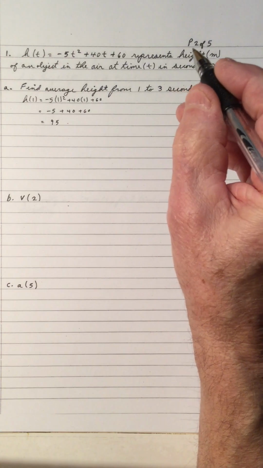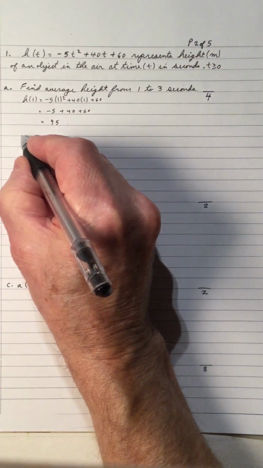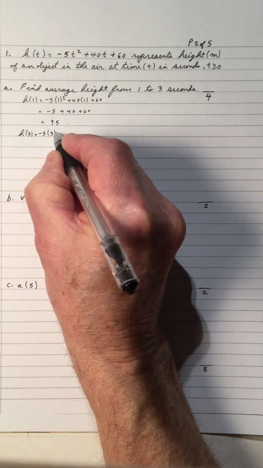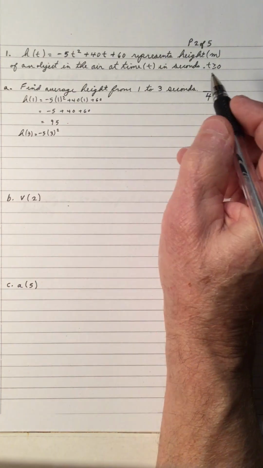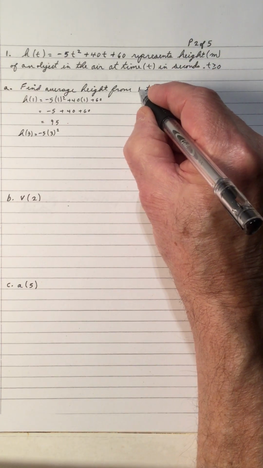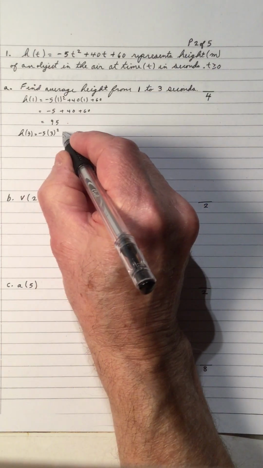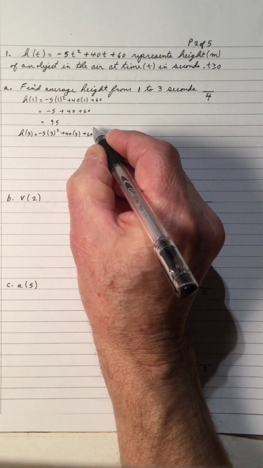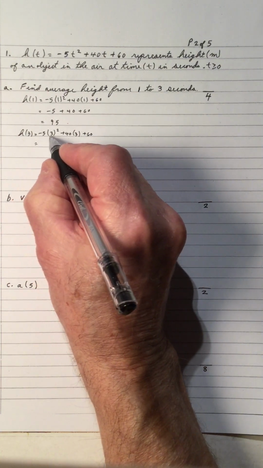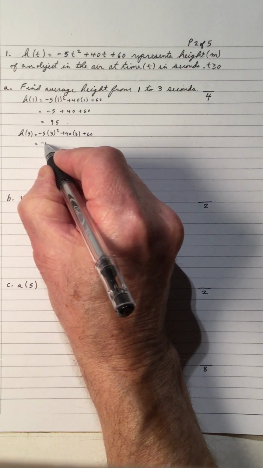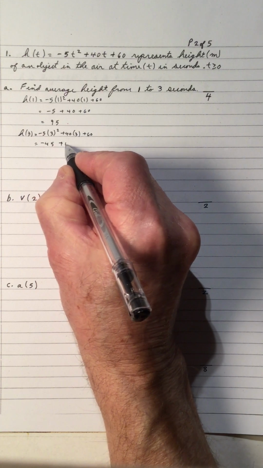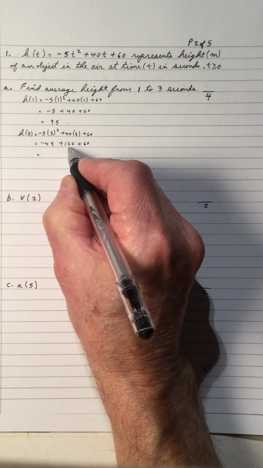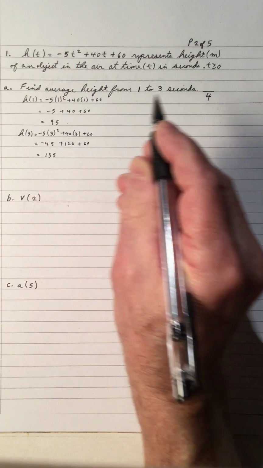95 meters. So we have the h of 3 seconds, so we'll sub in 3 seconds, and just to mention, the average height is the difference in the height over the difference in time. So 3 squared is 9, negative 45. 3 times 40 is 120, plus 60. So that adds up altogether to 135.